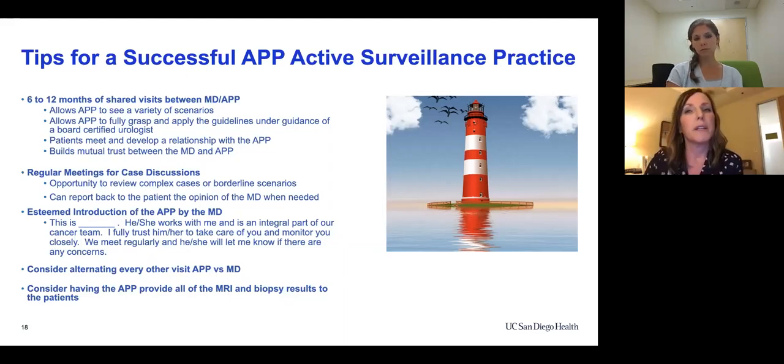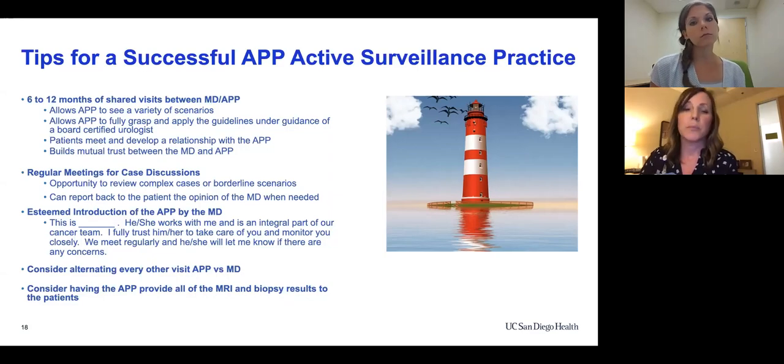I have had other patients who feel their stable status can stay with me, as in, if I have to see the doctor, that means things are not going well, or they understand this allows the doctor to see more complex cases. Some patients do understand that. And finally, consider having the APP provide all the MRI and biopsy results to the patients. I found that these are in-depth and personal discussions with a lot of teaching and establishing trust and relationship with the patients. And if they're eligible for active surveillance, they move right into our shared practice and they usually see me.